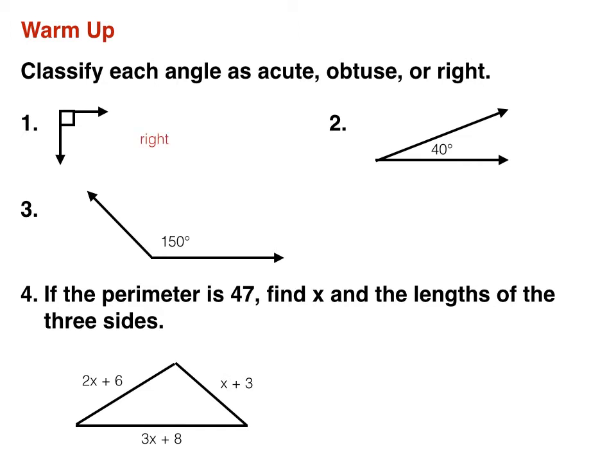Number 1 is a right angle, 2 is acute, 3 is obtuse. In number 4, x should be 5, and the sides are 8, 16, and 23.